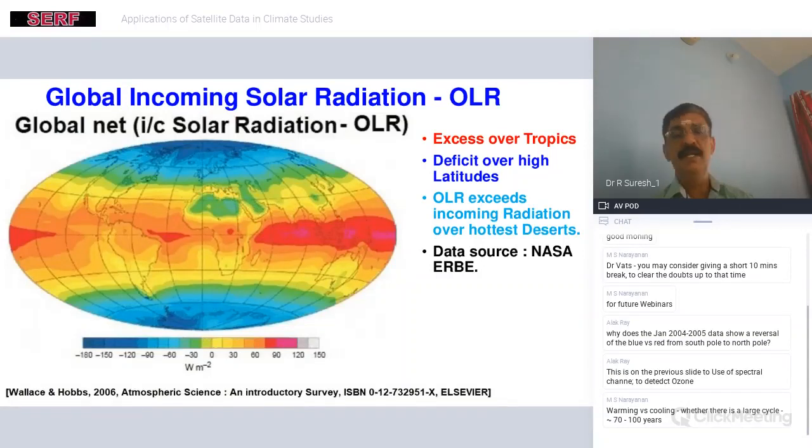So whatever incoming radiation is there, they release beyond whatever they receive, and in addition, whatever the general circulation pattern gives. So the deserts are always emitting more terrestrial radiation than what they receive. Okay, that is the idea. So that has been captured well here with the data source.